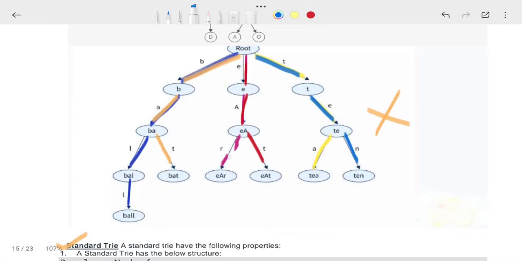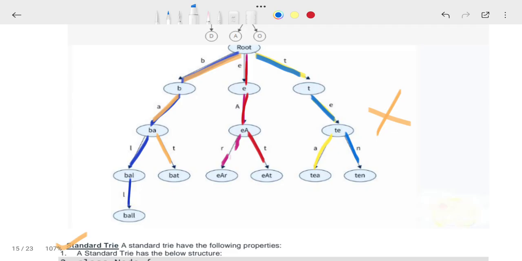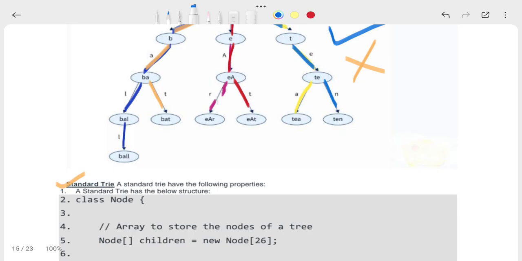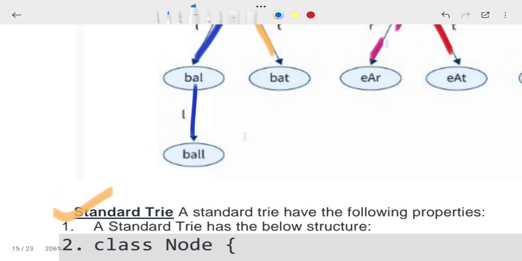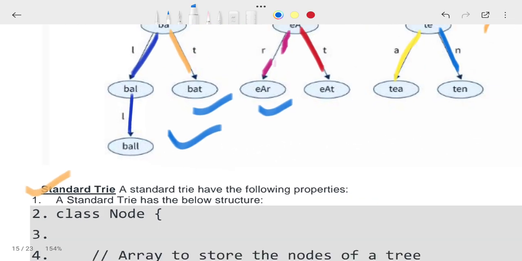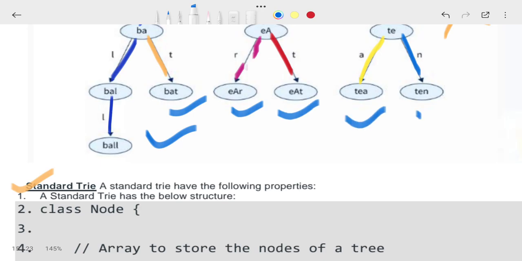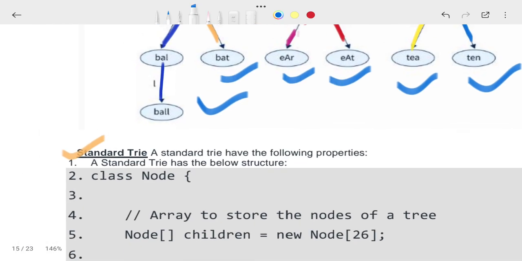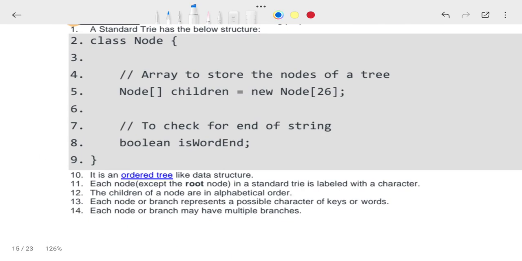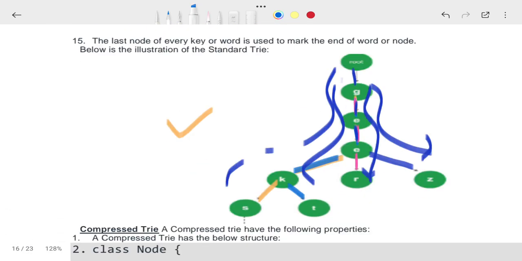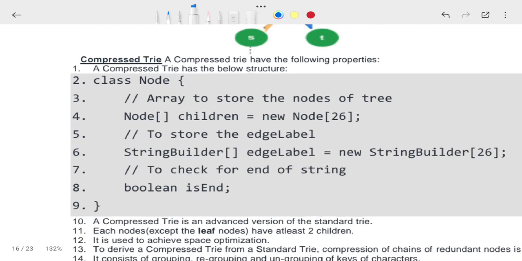So you can see how beautiful it is. So this is the standard trie, how you are writing. So you can see that at last this is the output: ball, bat, EAR, EAT, TA, TN. This is the output of my standard trie. But we are using the same branch to reach such type of destination.